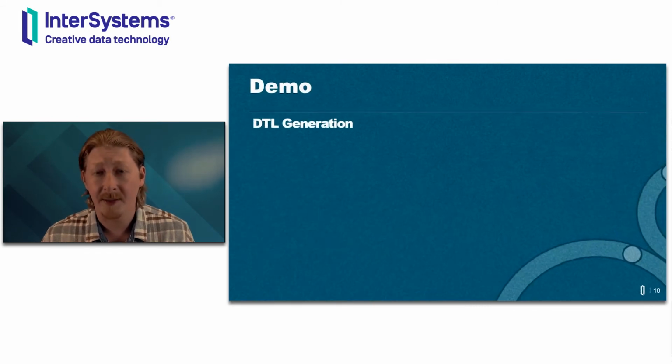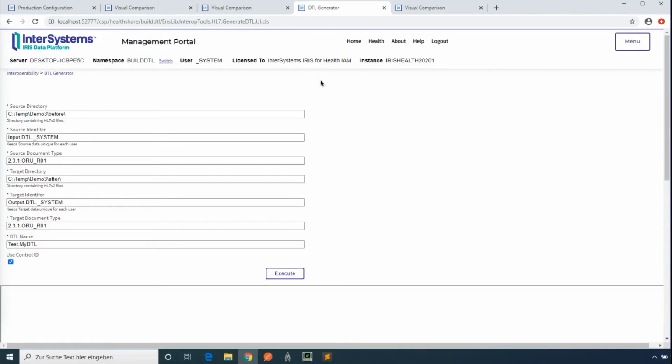Let's take a look at this in action, shall we? So the DTL generator is asking you for a source directory and a target directory of where your HL7 messages are actually located. You have to specify the document type for your inbound and outbound side and what the generated DTL name should be like. We're going to use the control ID for matching the inbound and the outbound messages.